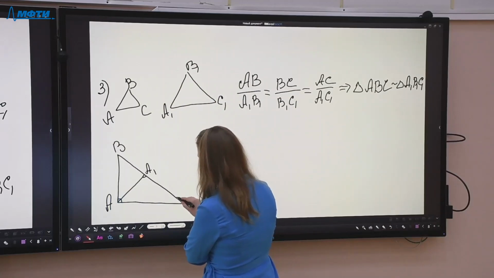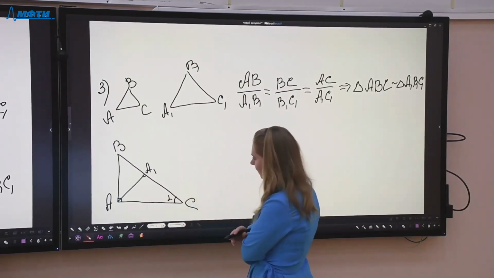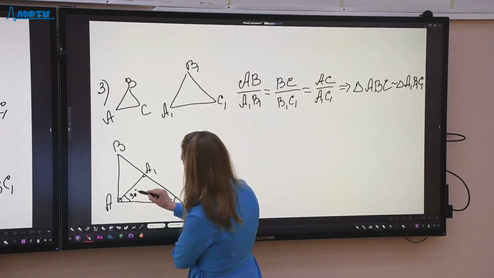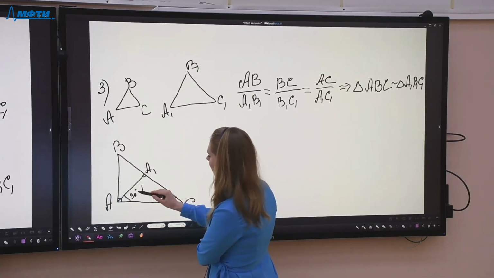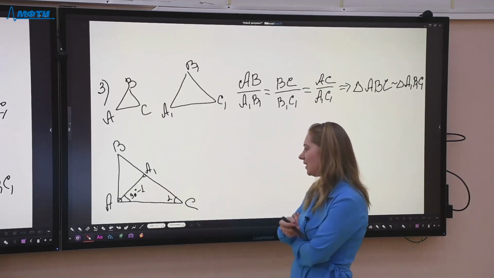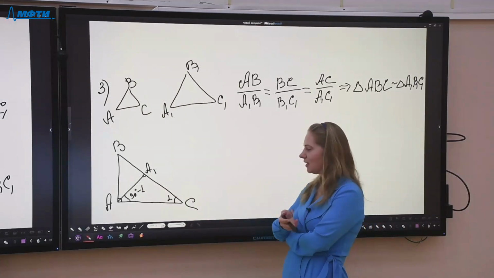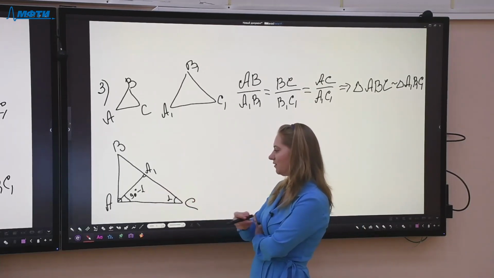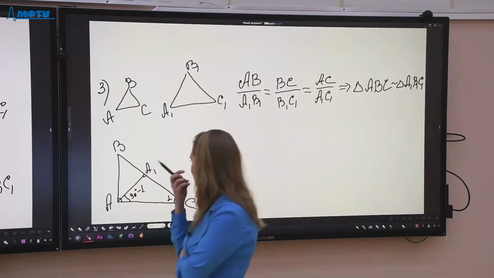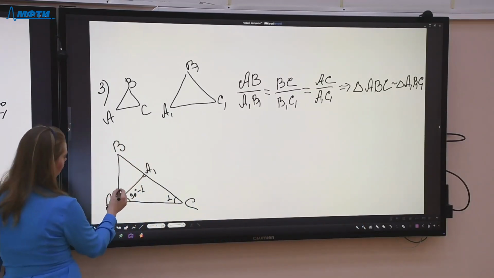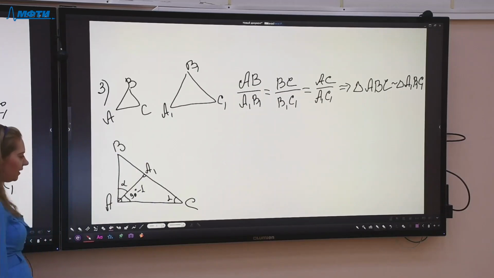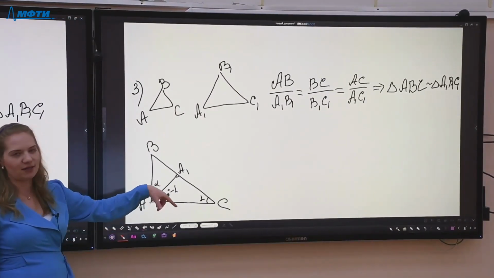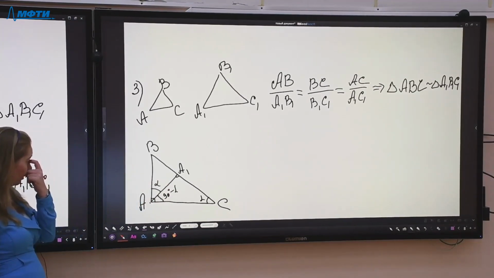If this angle C is alpha, it means that this angle is 90 degrees minus alpha, right? Because we know that the sum of angles inside a triangle is 180 degrees, and we have one right angle and one angle is alpha. So this is 90 degrees minus alpha. But it means that this angle, BAA1, here is also alpha, right? Because this is 90 degrees minus (90 degrees minus alpha), right? So what do we have here?